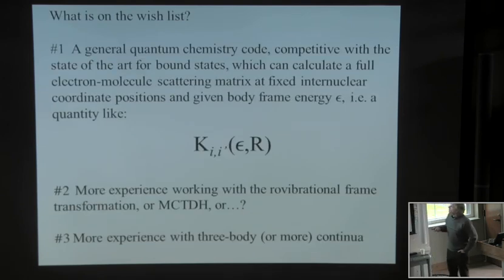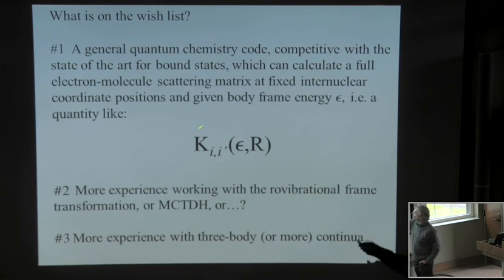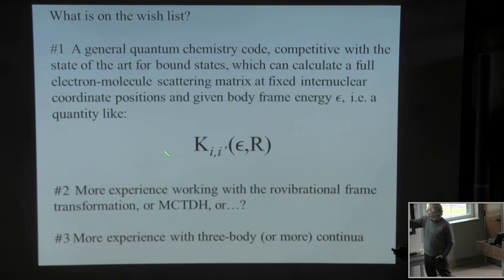So anyway, on my wish list is a general code as flexible as Gaussian or MolPro or something like that that can calculate this reaction or scattering matrix at a high level of electron correlation physics in a balanced treatment of the ion or the target and the n+1 electron system. We also need more experience working with how to include then the nuclear motion.